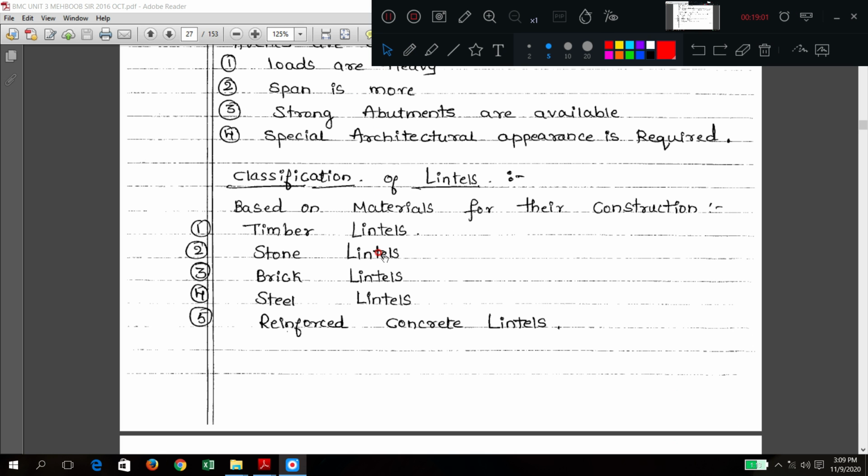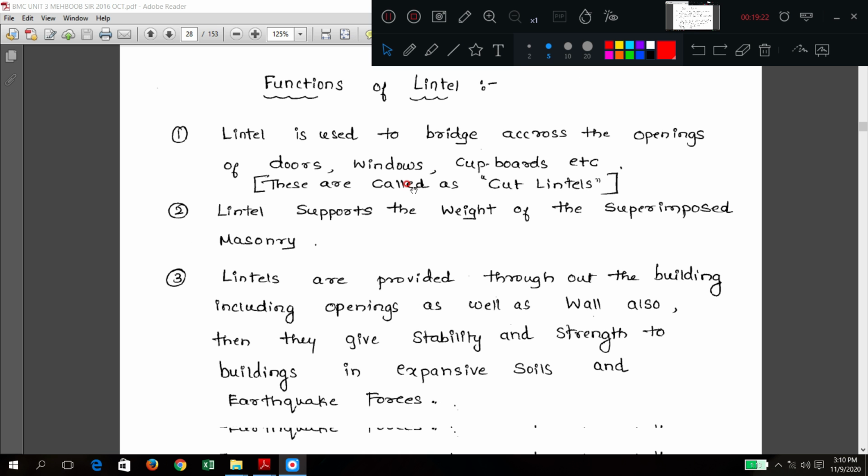Now, depending upon the materials, there is the classification. Just now we have seen timber, stone, brick, steel, RCC. So we have classification. These are the materials used in the construction. So what is the function? We will see it in the next video.